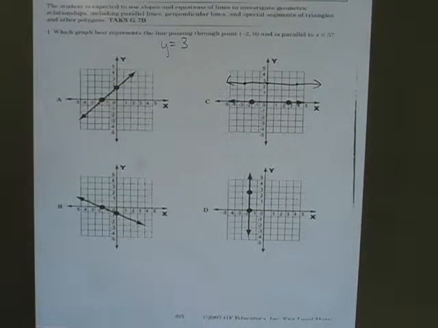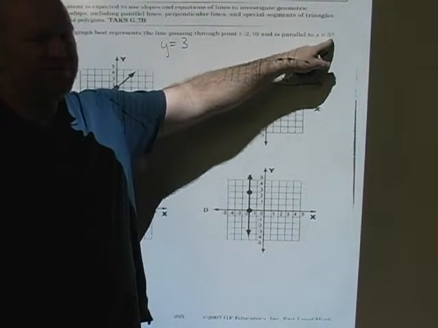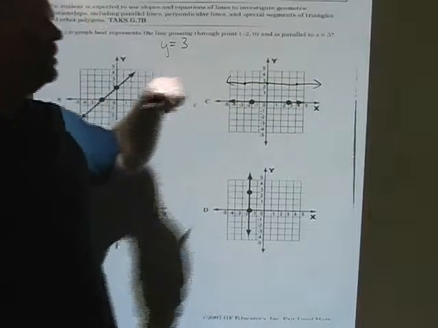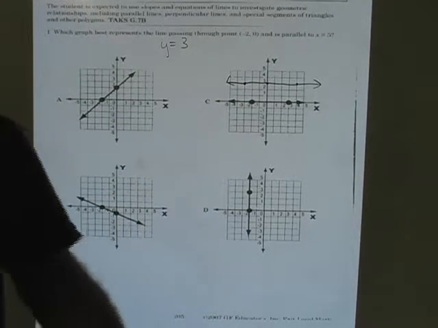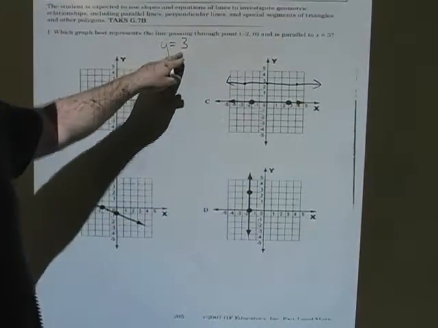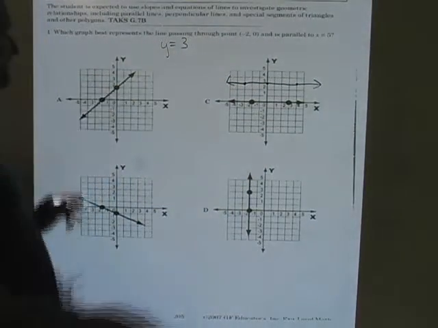So those are two special types of lines. When you have one that says x equals some number, like 5, or when you have one that says y equals some number, like 3, this one's going to be vertical, this one's going to be horizontal.